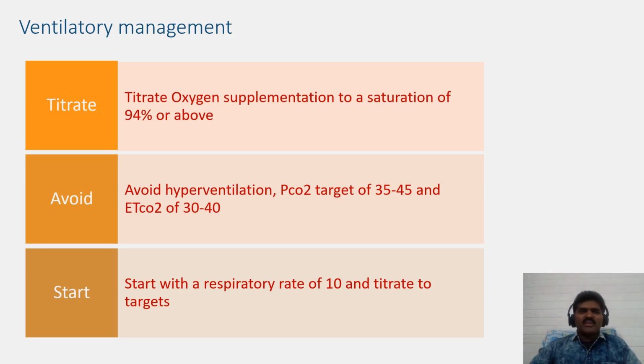Ventilatory management. Titrate oxygen supplementation to a saturation of 94% and above. Do not aim for 100% saturation. If you achieve 100% saturation, titrate the oxygen down. Otherwise, you are going to cause more damage in the form of generation of oxygen free radicals and oxygen toxicity. Always avoid hyperventilation. PCO2 target of 35 to 45 and ETCO2 of 30 to 40 will suffice. Start with a respiratory rate of 10 and titrate to the targets.